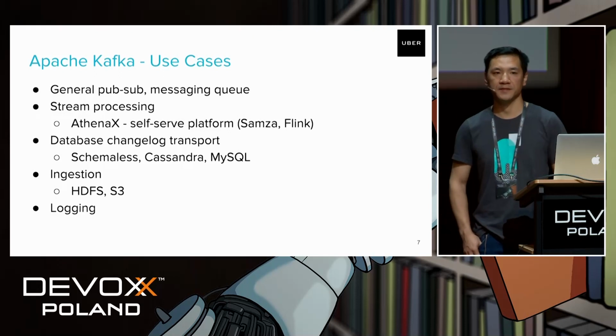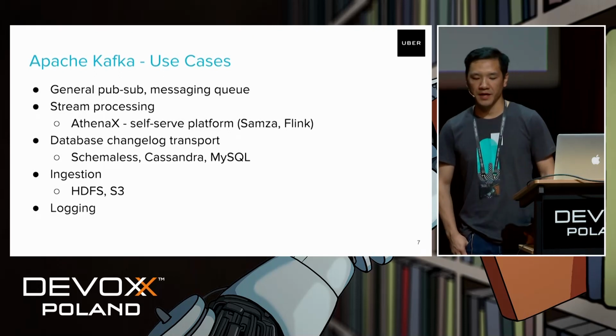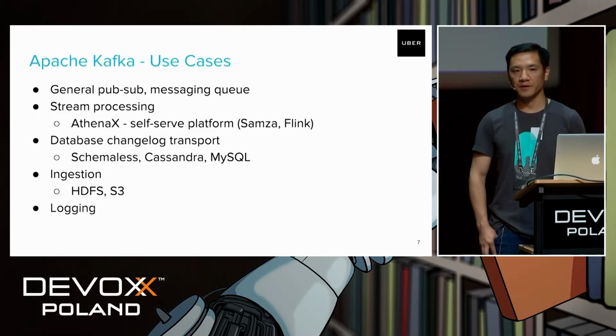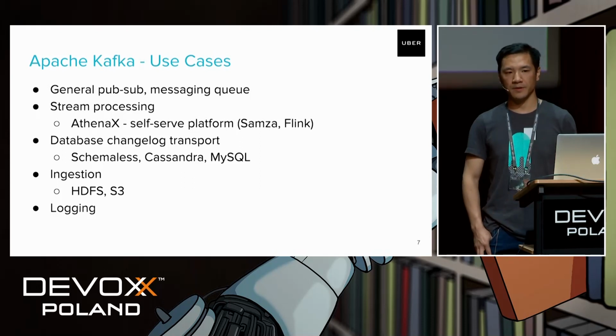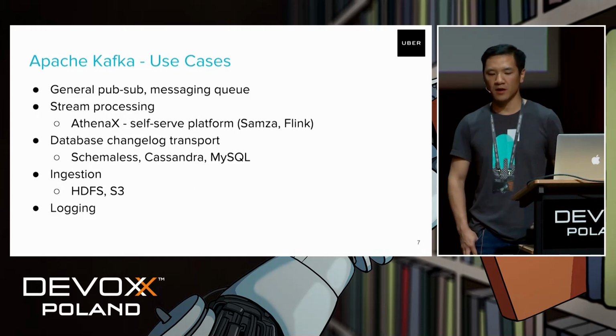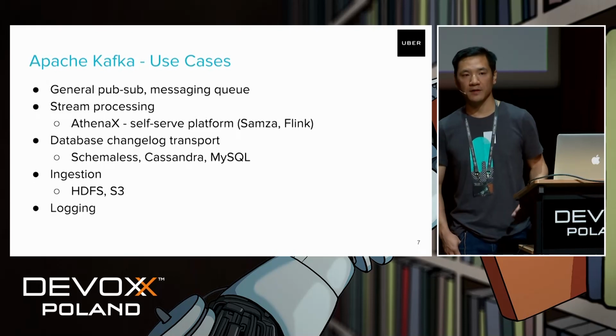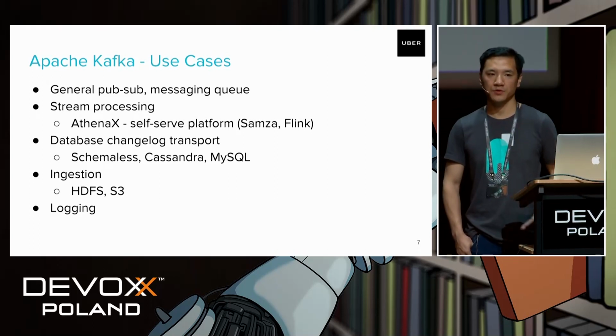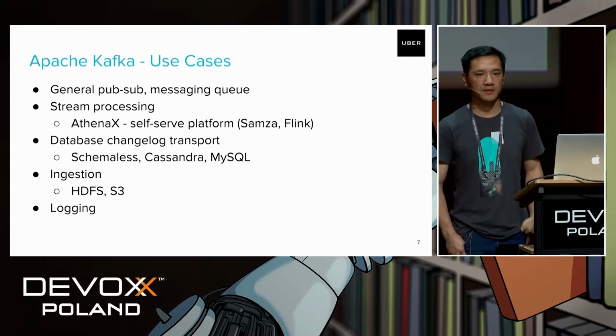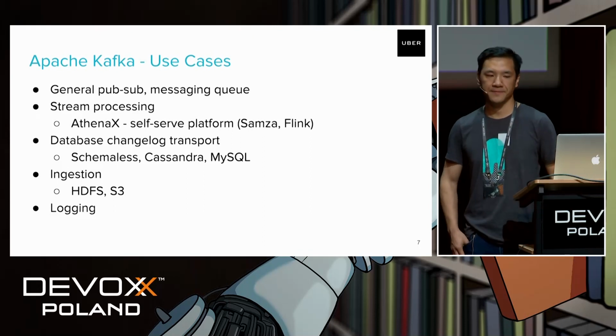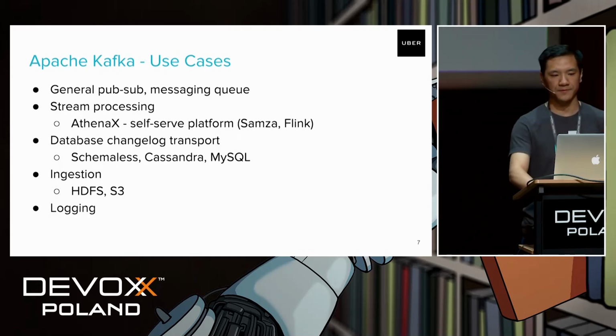Last but not least, Kafka is being used in the logging for different applications and services. The logs will go through Kafka to ELK to Elasticsearch. People can search their logs and debug. It's super useful.